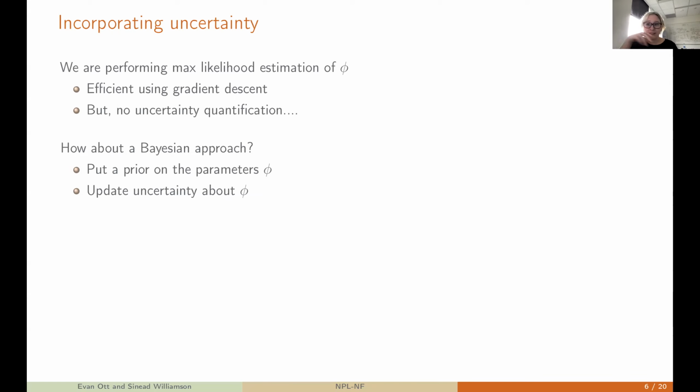And again, with this audience, it might be reasonable to say, let's be Bayesian. Let's put a prior on the parameters phi that, remember, are the parameters of these neural networks that we use to construct this invertible change of variables. We'll take our observations and somehow calculate the posterior distribution of phi given those observations.